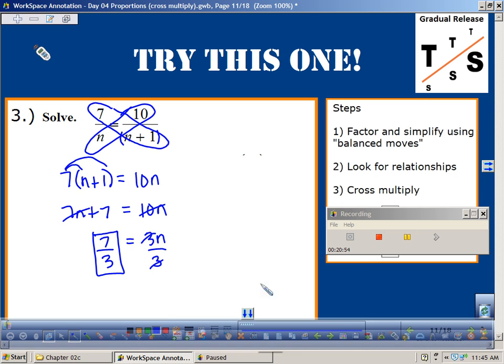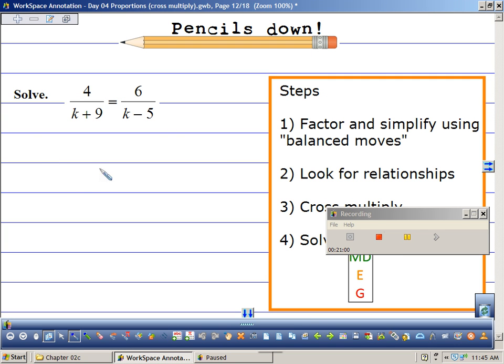You didn't distribute right. Okay. All right, I'm going to do one more for you. What's different about this one?